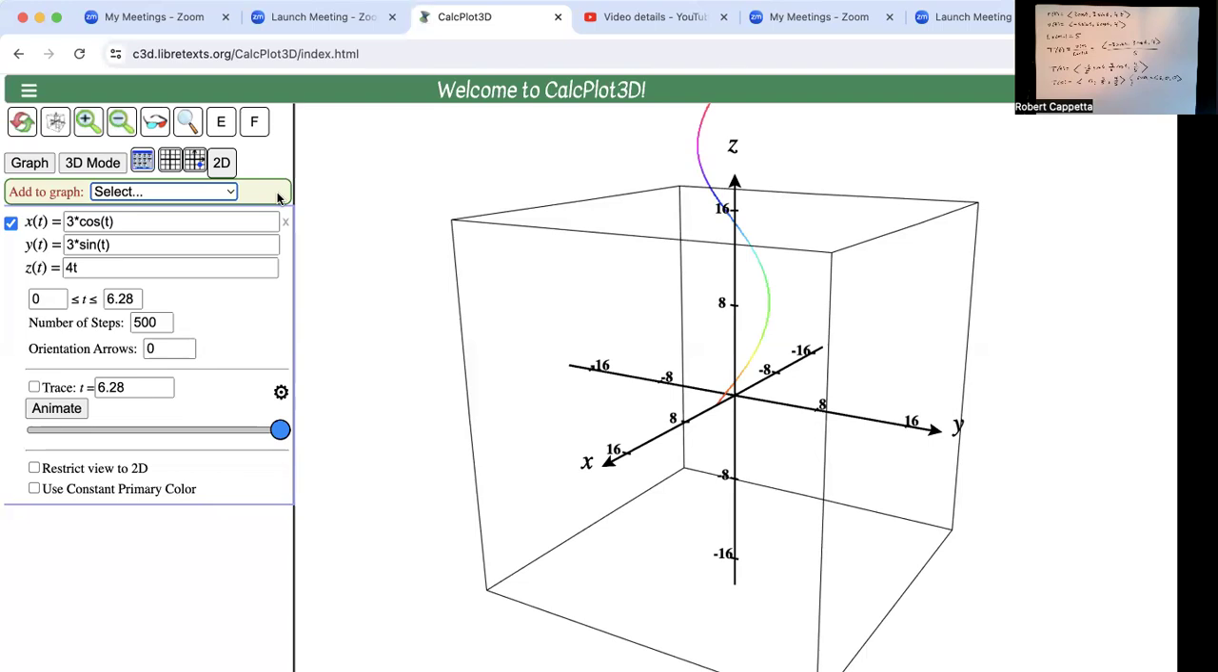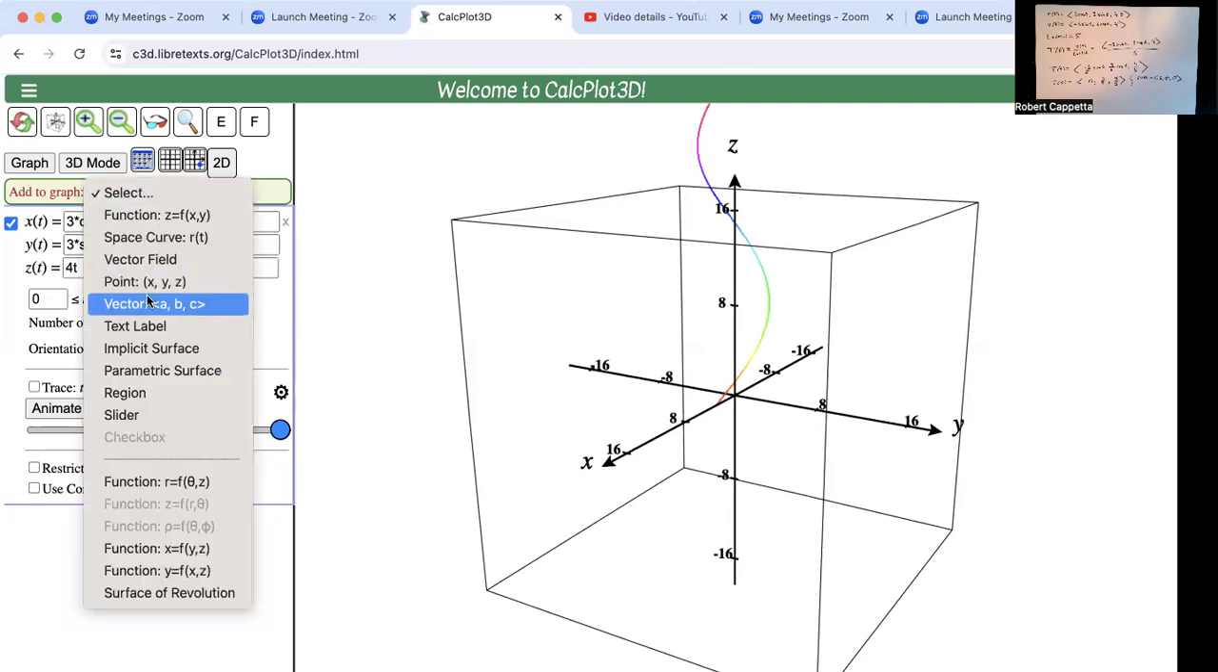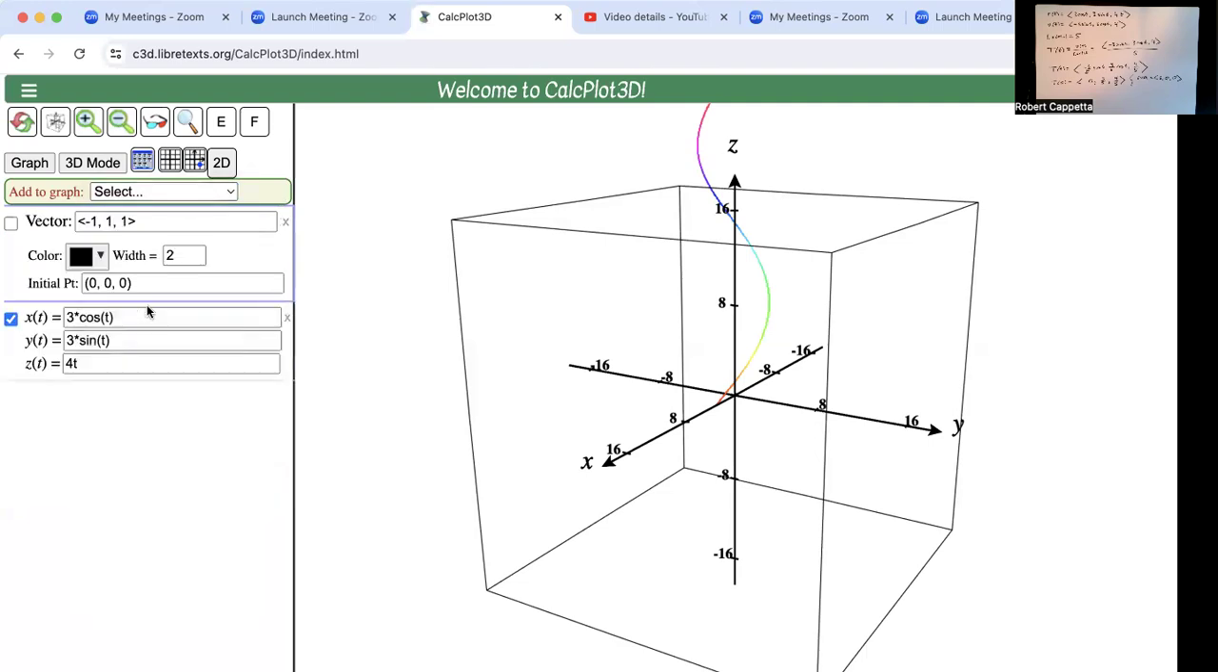So let's take a look at this unit tangent vector at the point where t is 0. Let me show you how this works on this system. I'm going to add a vector. And that vector is 0, 3/5, 4/5. See if I can handle the fractions. 0, 3/5, 4/5. Let's go ahead and make it red. And our starting point is 3, 0, 0.